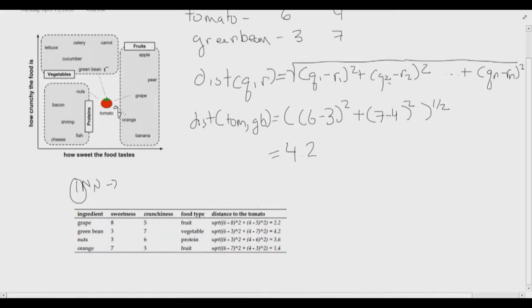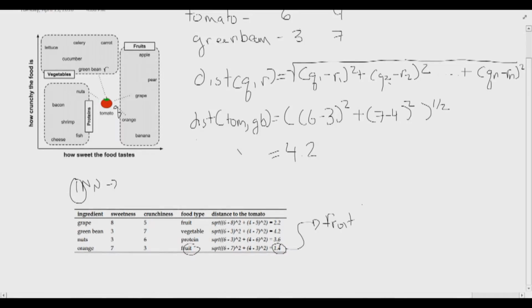Alright, so here's a summarized table of the distances associated with the tomato to all of these other foods. So here we have grape, green bean, nuts, and orange. Since we're using 1NN, we're going to find the lowest distance. So the lowest distance here is the orange. So under a 1NN, a tomato would be classified as a fruit.